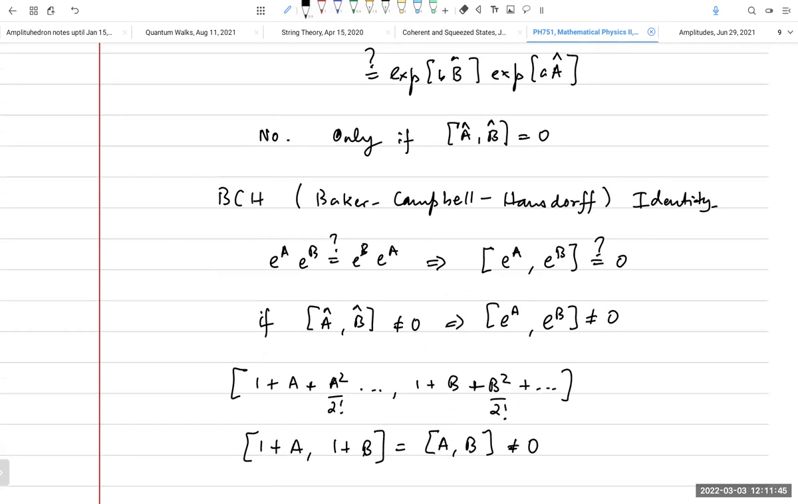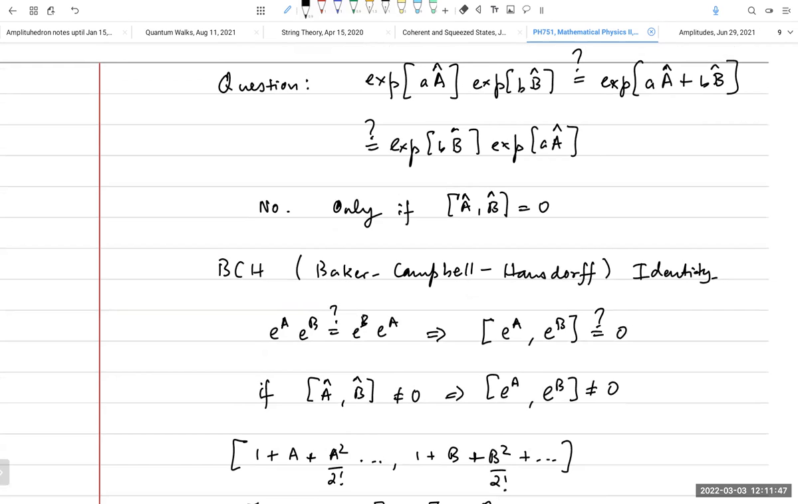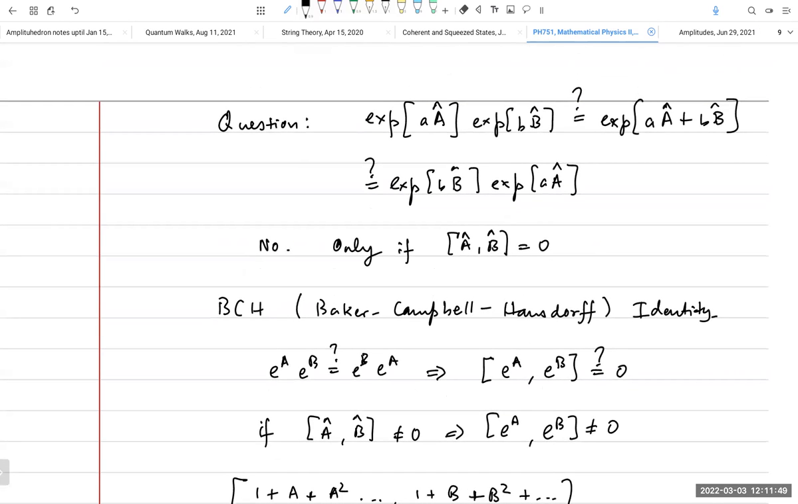Okay, I get it. Because normally we have the notion that if two exponential functions are multiplied to each other, the exponents add up. That's for numbers, but not for operators. That's right. Okay, thank you.